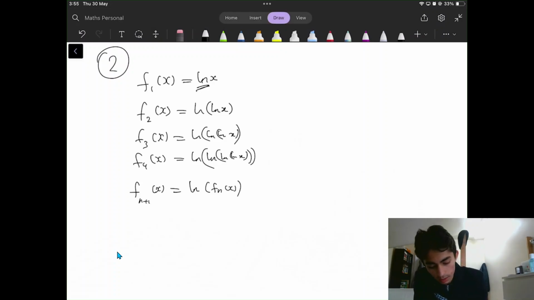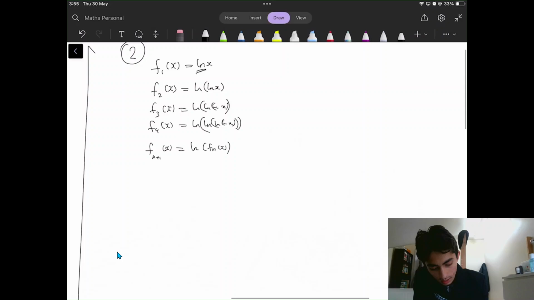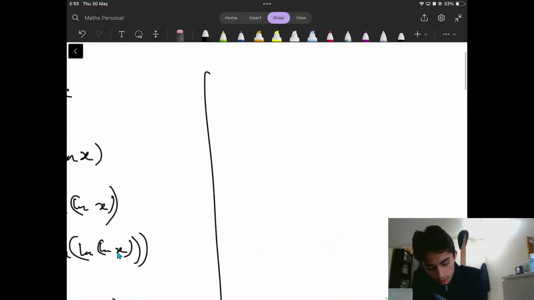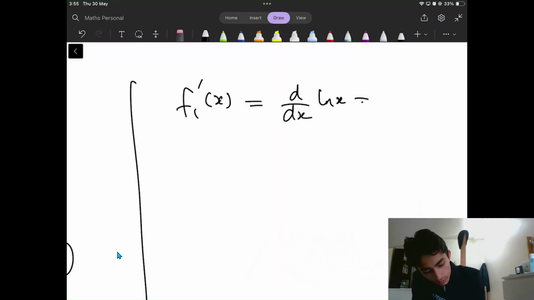Okay, I'll start with the first function then, the derivative of f1 of x, or ln, natural log of x. Let's do it over here. So f1 prime of x, or the derivative of f1 with respect to x, equals the derivative of the natural log of x, which you already know is 1 over x, right? In other words, the integral of 1 over x is natural log of x.